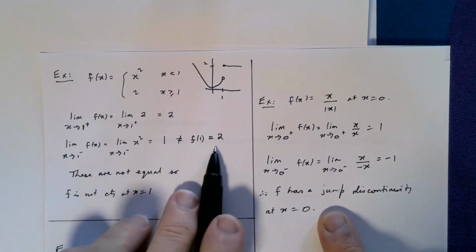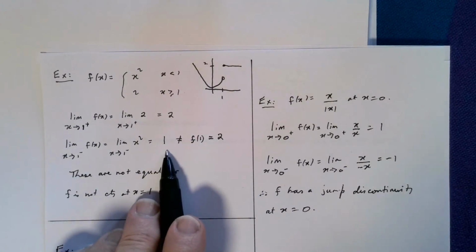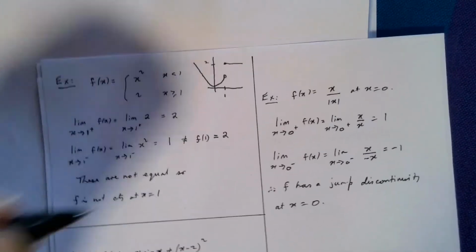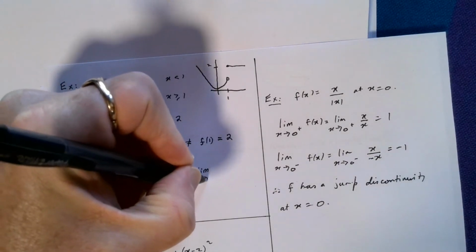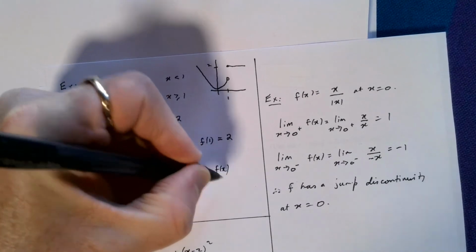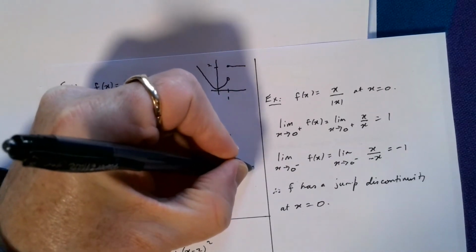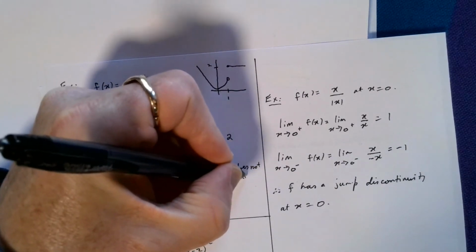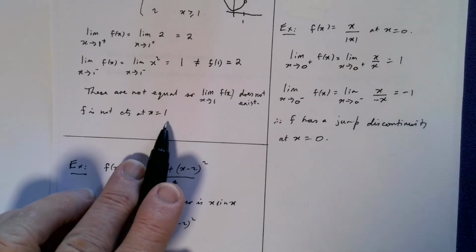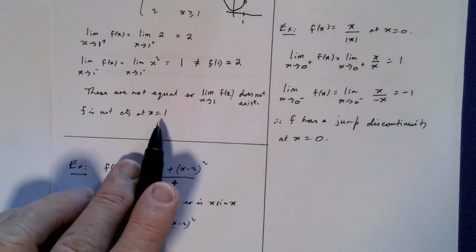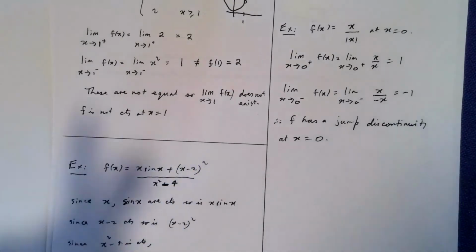So these are not equal to each other, so that means the limit as x goes to 1 of f of x does not exist. And that says f is not continuous at x equals 1. Okay, so in practice these are not that difficult to write out.